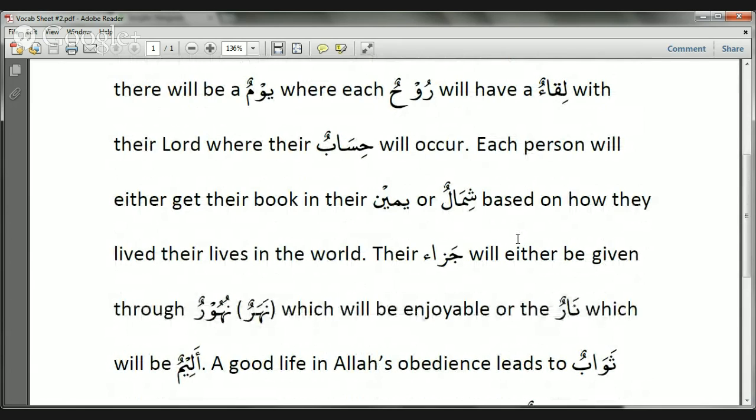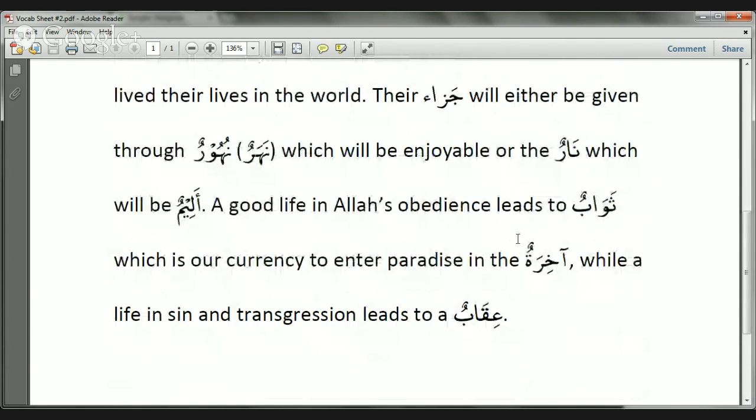A good life in Allah's obedience leads to sururun, leads to happiness in this life and the akhirah, the hereafter, while a life in sin and transgression leads to iqab. Iqab is chastisement.